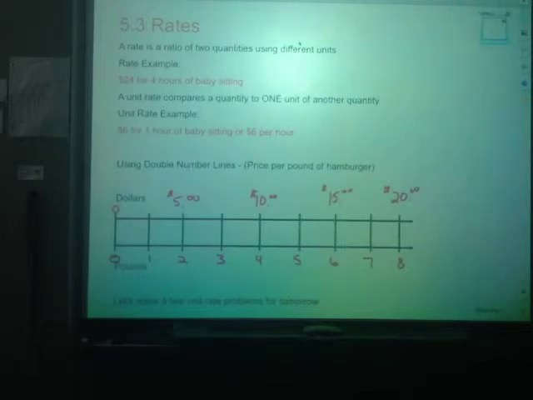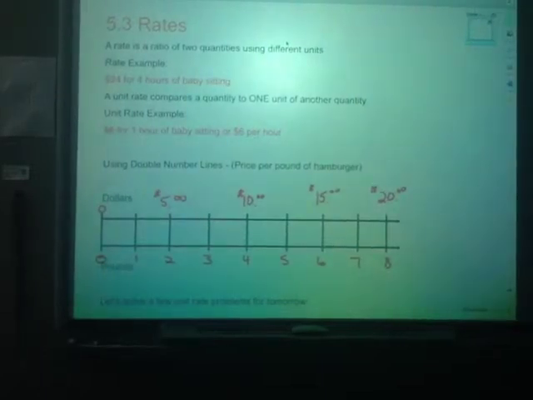If I want to know what the unit rate is, I would go to 1 pound, and then I would substitute in the $2.50 for that pound.